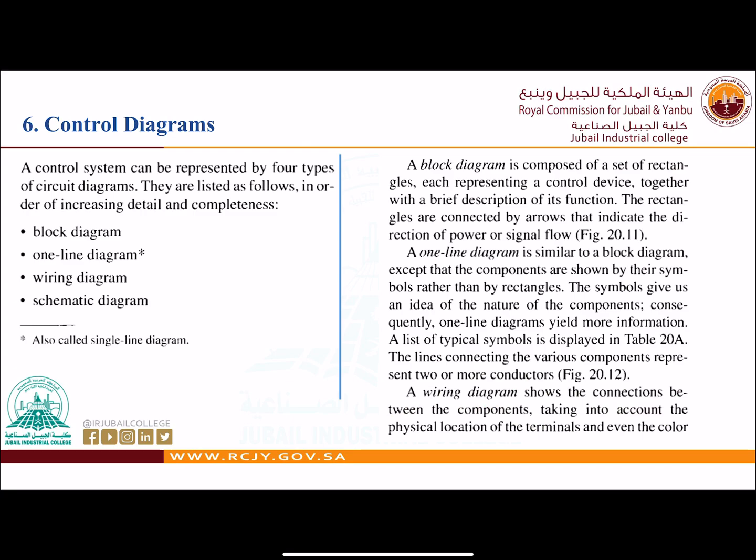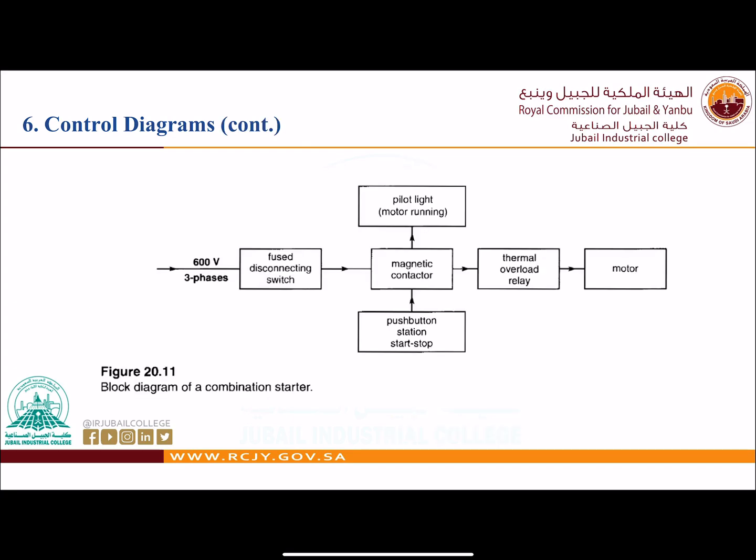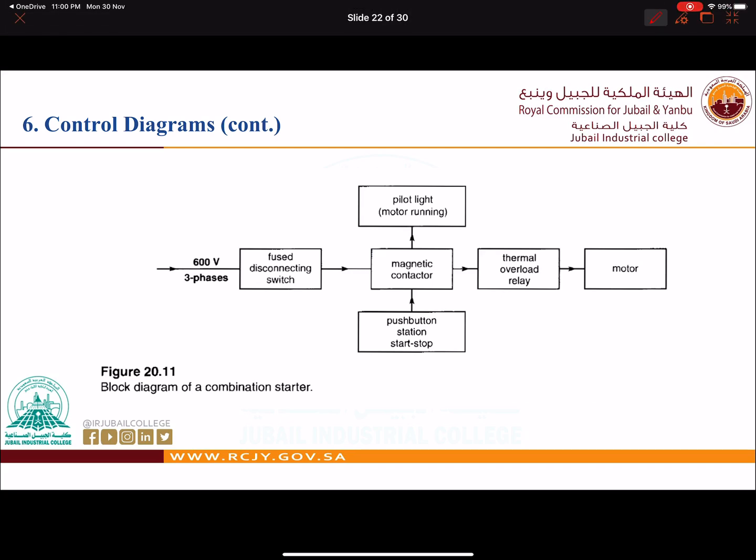Now, control diagram, control system, we can represent the control diagrams by 4 diagrams here. As you can see, we have block diagrams, one line diagram, which is also called single line diagram, wiring diagram, and schematic diagram. We will see one by one. You can read the right side by yourself. This is called block diagram. Block diagrams means that we have boxes.